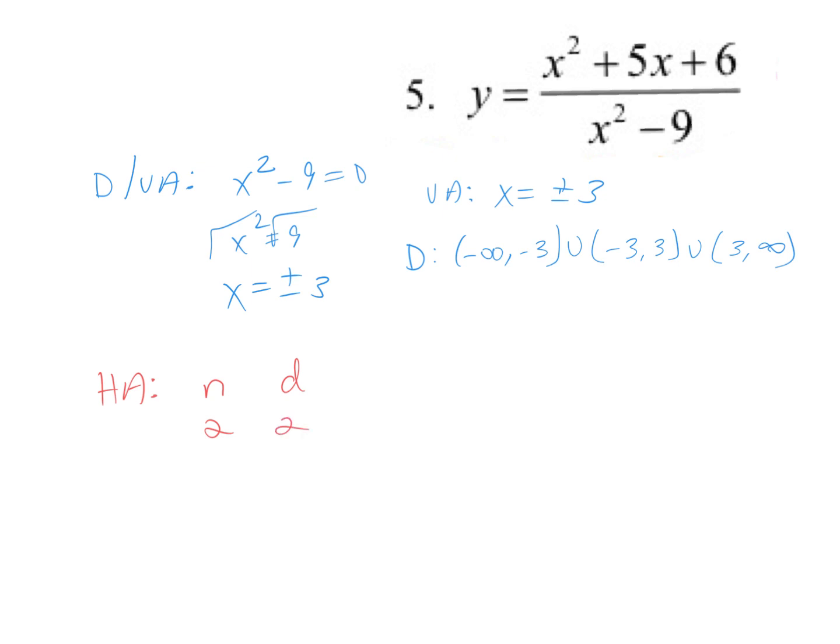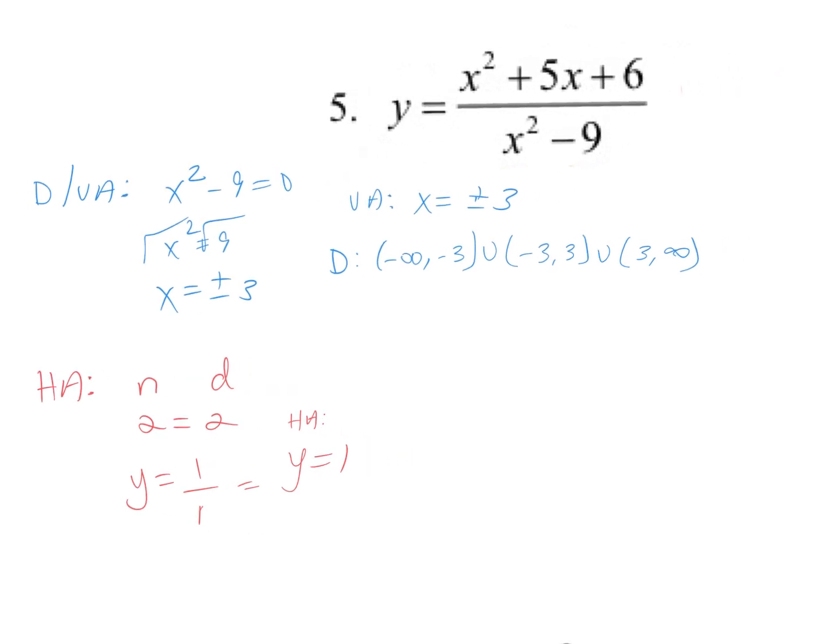So you compare those. Are they greater than, equal to, or less than each other? They're equal to. So if the numerator degree and the denominator degree are the same, how do you find the horizontal asymptote? It's the leading coefficient of the numerator, which is what? 1, over the leading coefficient of the denominator, which is what? 1. So your horizontal asymptote is at y equals 1. Your horizontal asymptote is always at y equals. You don't always have one, and that's okay.